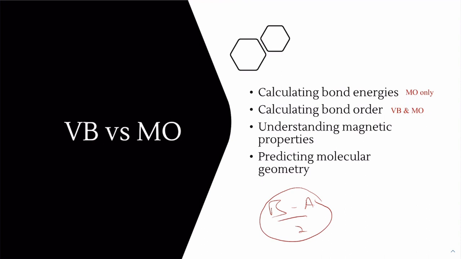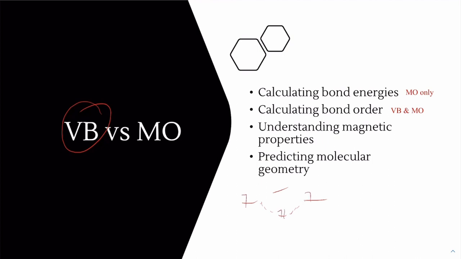Okay, so understanding magnetic properties. Now, we never talked about magnetism when we're referring to valence bond theory, because it doesn't tell us anything about magnetism. But molecular orbital theory does. If you remember, when we were making these diagrams, we would determine whether they were paired or unpaired. If they were paired, then they were diamagnetic and thus not magnetic. Or if there was an unpaired electron somewhere, then we would call it paramagnetic, which would give it magnetic properties. And so only MO can do that, okay? So as you can see, MO is the more superior theory because it can do a lot more stuff than valence bond theory does.